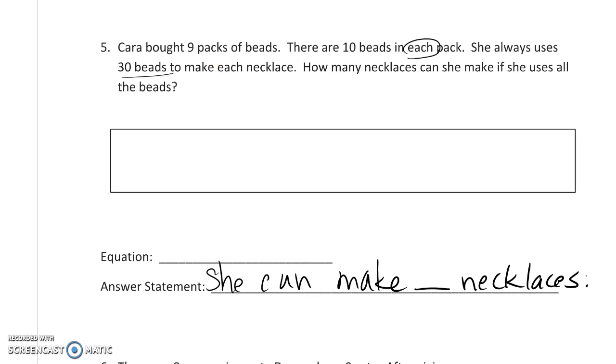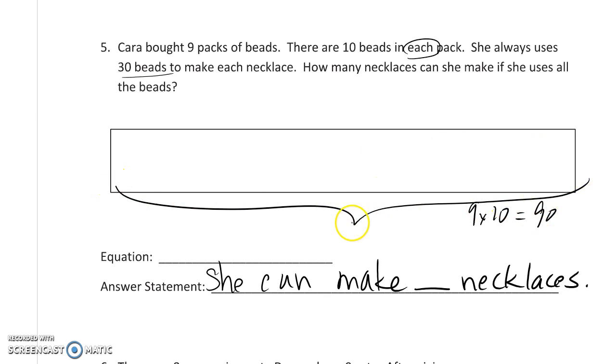Okay. 9 packs, 10 in each pack. That isn't going to tell us how many necklaces, right? So I think that's our first step. Because she always uses 30 beads, I need to figure out how many beads she has. So if she has 9 packs times 10 in each, 9 times 10 is 90. So I have a total of 90 beads.